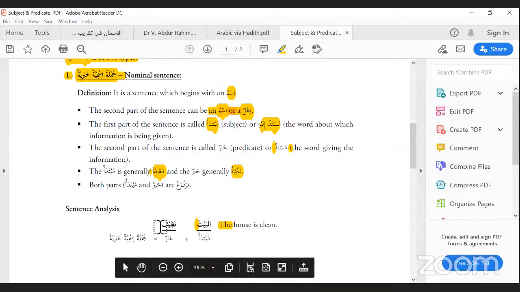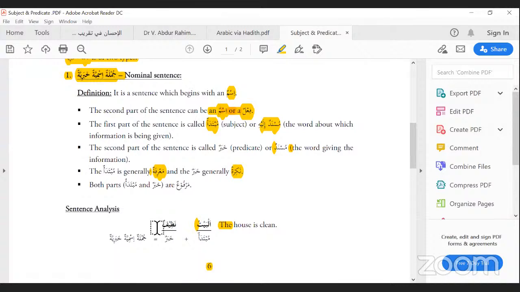If you say al-baytu an-nadif, then what you have done is made the word an-nadif not the khabar, but an adjective for the house. So the house. What about the house? It becomes an adjective. It becomes clean. So the clean house. So al-baytu an-nadhifu means the clean house. Yes. So you can have an adjective.